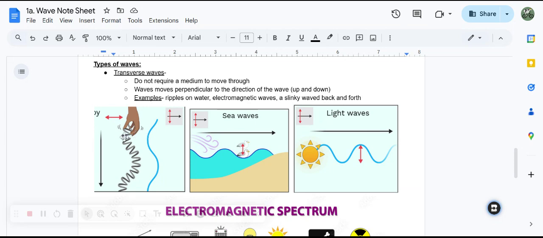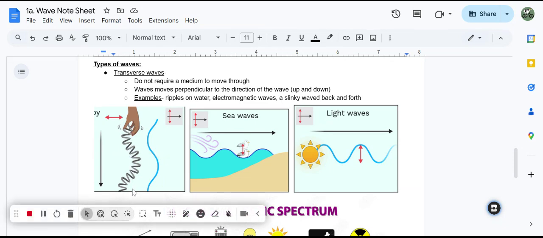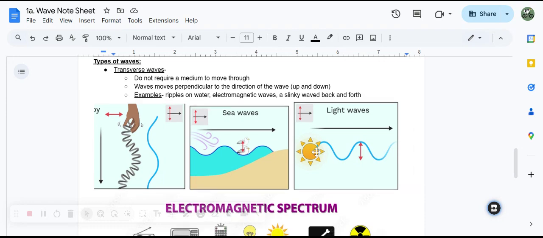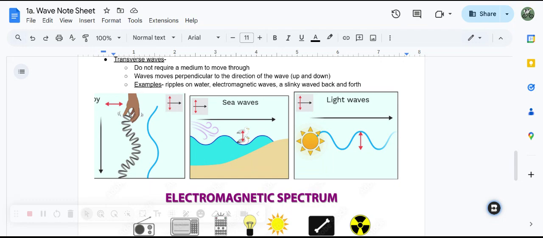Same thing if you wriggle a slinky back and forth. Your hand is moving left and right, but the wave is traveling in this direction, right? The wave goes up and down, left to right, but the actual wave travels this way away from your hand. You see that? You shake it this way, the ups and downs go this way, but the wave itself moves that way. Light operates in the same way. The wave itself goes up and down while the wave moves horizontally. So examples can be ripples on water, electromagnetic waves, or a slinky.